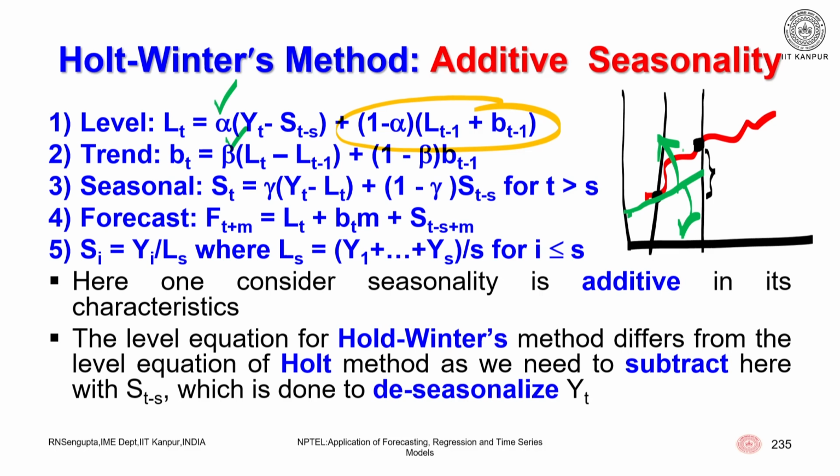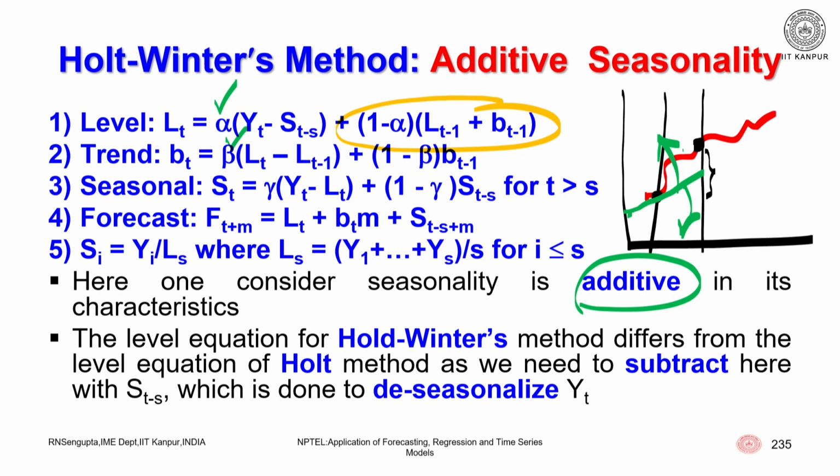Now we are trying to bring the concept of seasonality. Here, capital S i is given by y i by L s. L s would be the level at that seasonality value, and L s would be the sum of all y i, y 1 to y s, divided by s. s is the time period, and the concept here is that if you add them up, it is known as the additive model, as I have been mentioning, the concept of seasonality is being added.